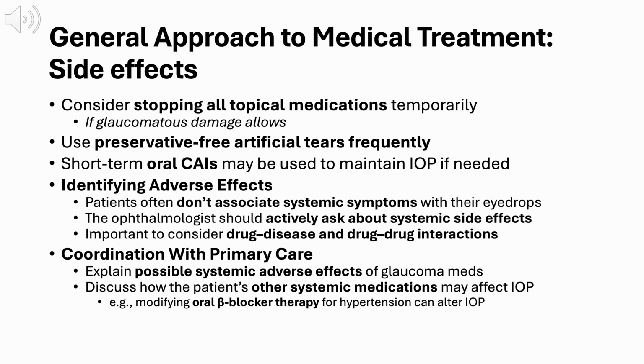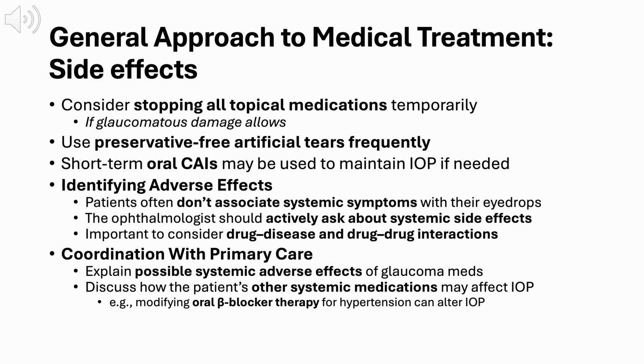That's why ophthalmologists need to actively ask about systemic symptoms and review potential drug-drug or drug-disease interactions. For instance, combining topical beta blockers with oral antihypertensives or asthma medications.